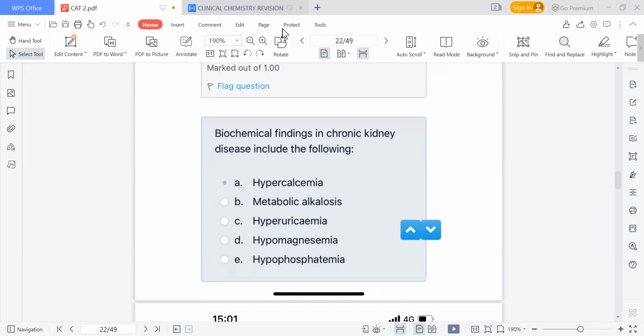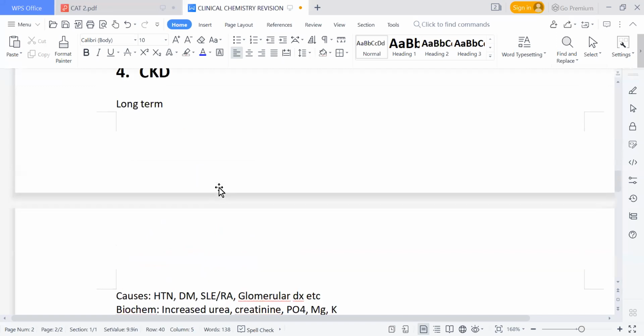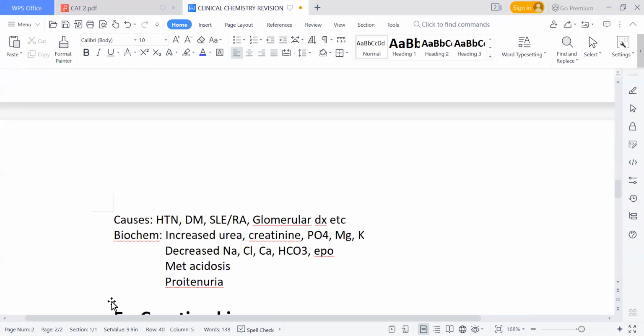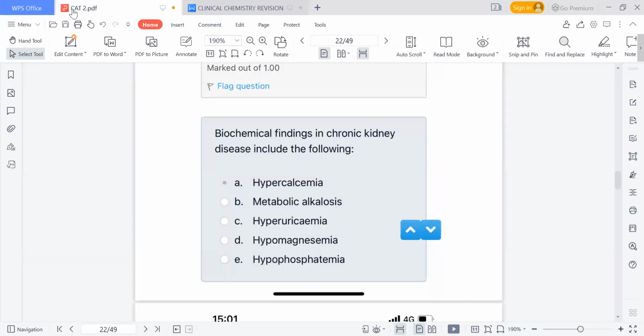Okay. Bearing in mind that chronic kidney disease is long-term and most likely irreversible, its biochemical findings would include... The marked answer is wrong. What do you think the right answer is? Hyperuricemia. Yeah, that's right. Thank you, everyone who's answered.